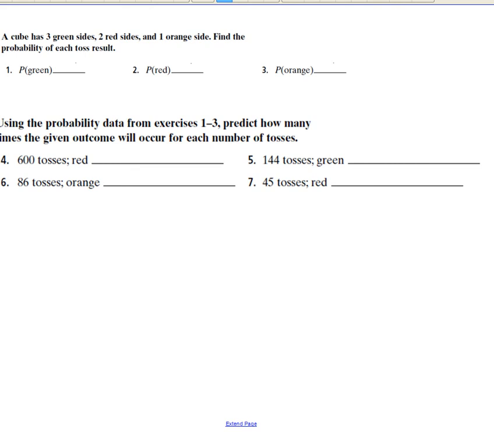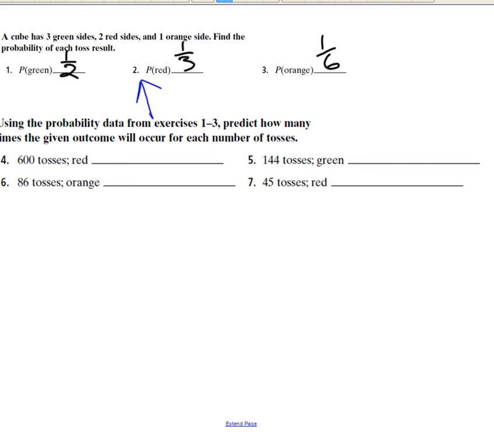We start off with the first three. We should be able to do these. What's the probability of getting a green here? 3 out of 6, which simplifies to 1/2. Probability of getting a red is 1/3. And an orange, 1/6.